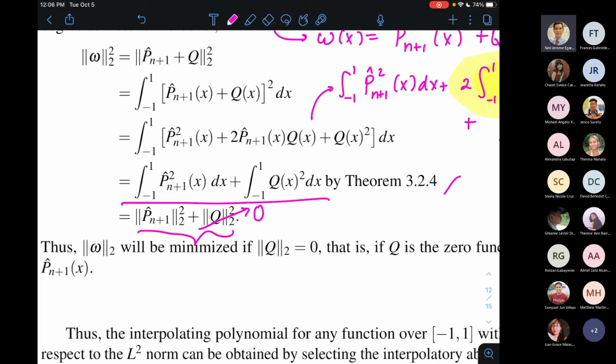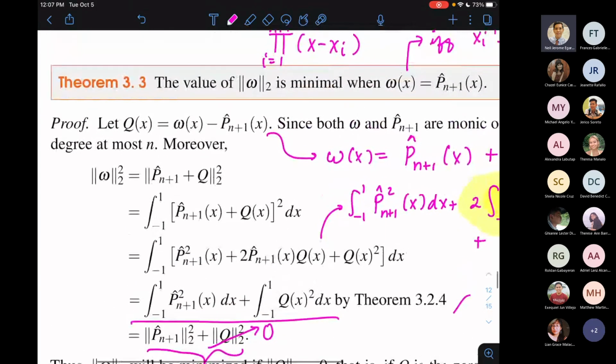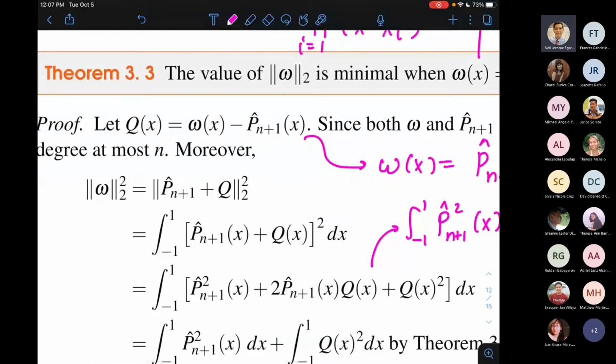And the minimum value of the L2 norm of q is equal to 0, provided that q is the zero polynomial. Okay? So again, the L2 norm of omega will be minimized if the L2 norm of q is equal to 0, and the L2 norm will become 0 if and only if q is equal to 0. So that means q is the zero function. So dapat daw si q ay zero function. Pero ano ba si q? So si q, eto. Ganito natin define si q. So dapat daw ito ay zero function para ma-minimize natin yung L2 norm ni omega.